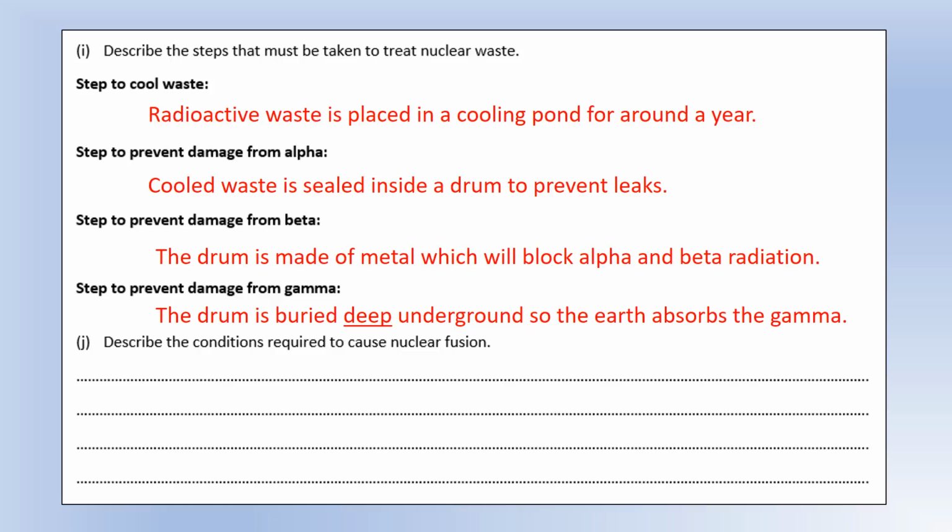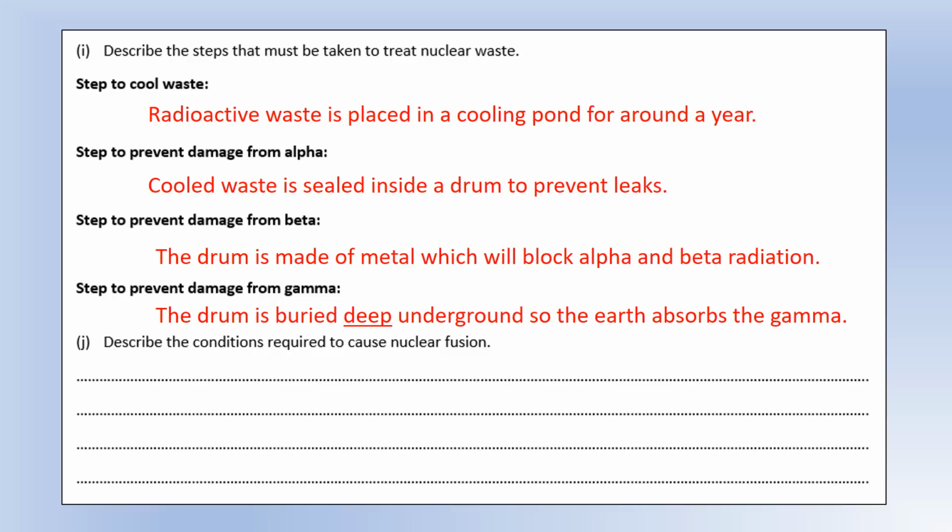We stick it really deep underground and let the Earth absorb all the gamma radiation. So we don't put it near where there's lots of life. This is usually done in the middle of deserts or buried in salt mines, that kind of thing. But we bury it deep underground to absorb all the gamma radiation. Okay, so that's fission, which is what nuclear reactors do.